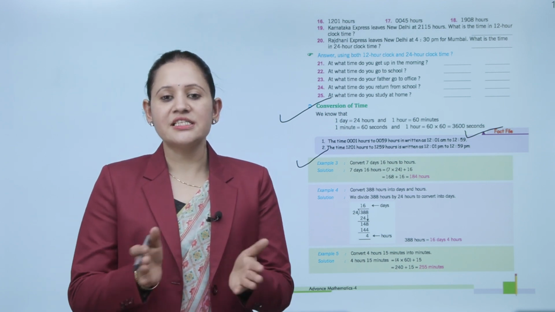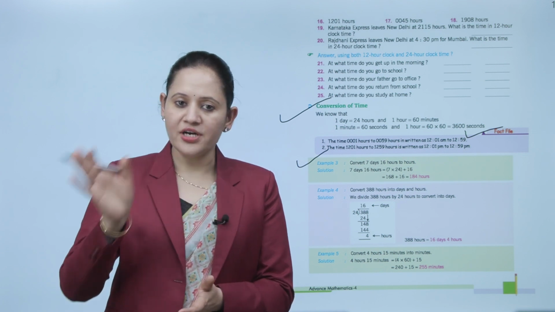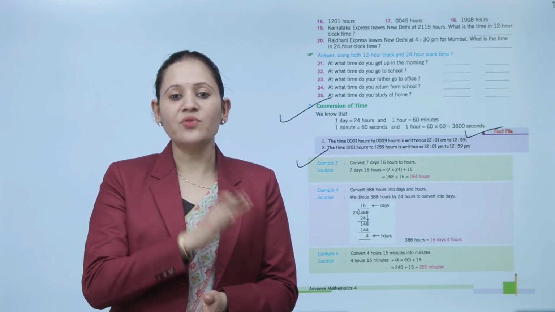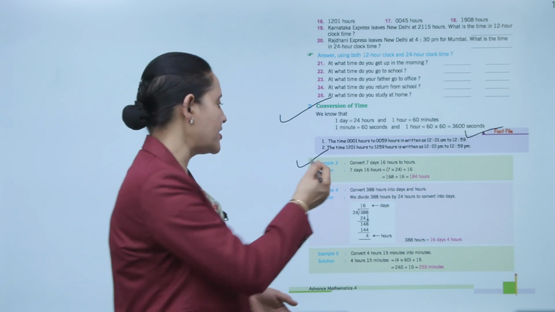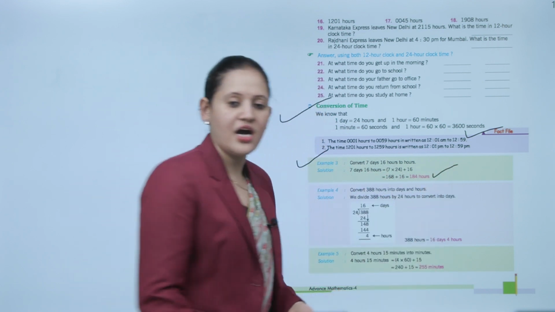Convert 7 days 16 hours to hours. 7 days 16 hours, 16 hours already hours mein hai. 1 day mein 24 hours hote hai. 7 days equals 7 into 24 plus 16, 184 hours. Clear?